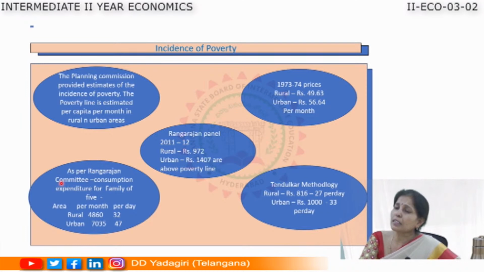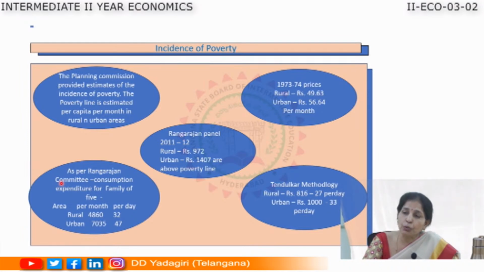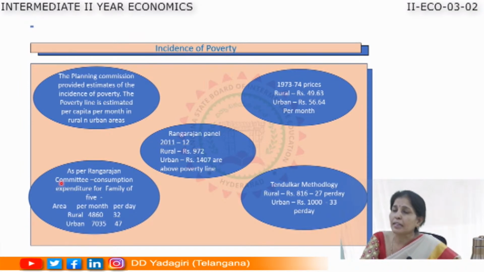According to the Rangarajan Committee, the consumption expenditure, here they are considering a family of 5 members per month and per day, both in rural areas as well as in urban areas. In rural areas, it is 4,860, that comes to 32 rupees per day. And in urban areas, that is 7,035 per month, which comes to 47 per day. That is according to the Rangarajan Committee.